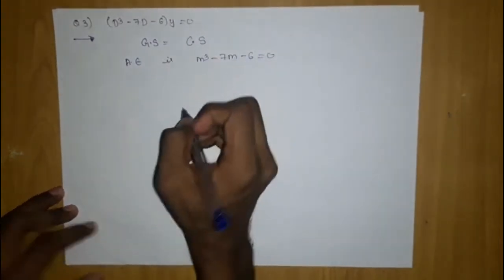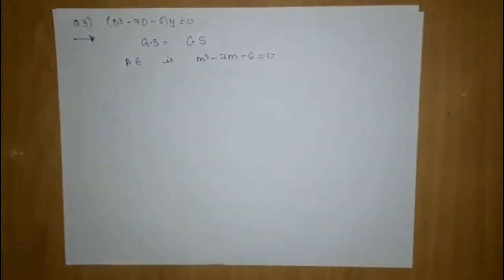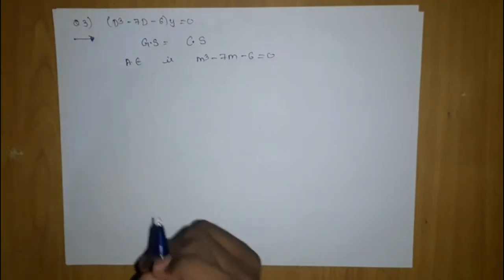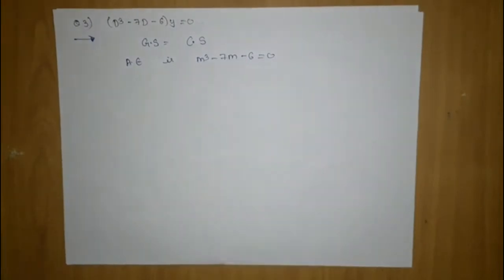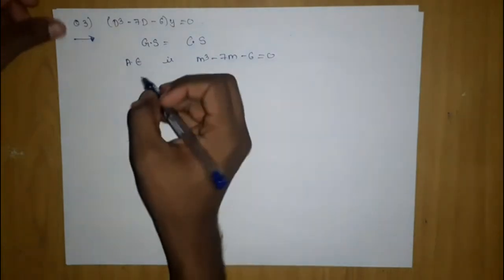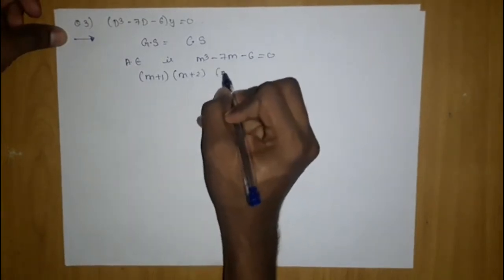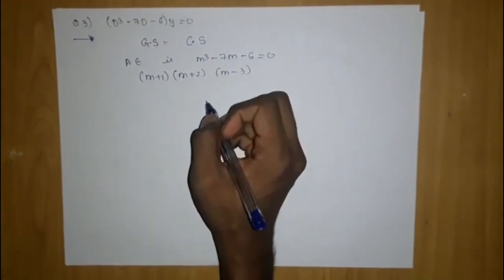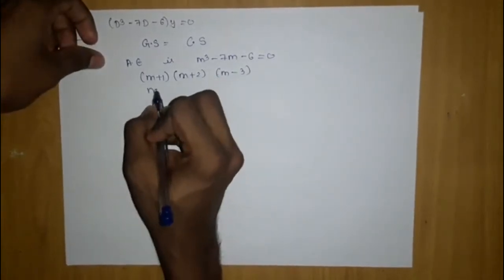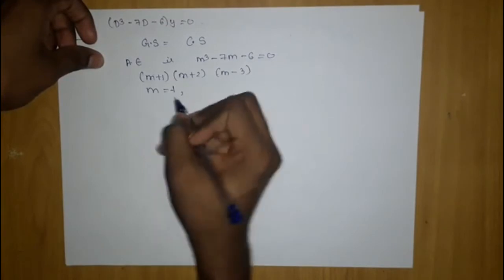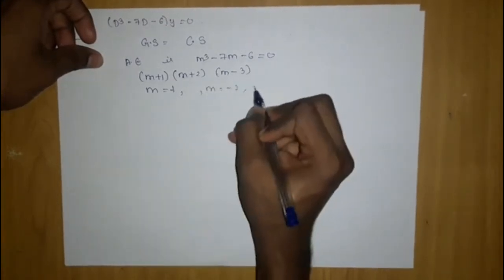Now this is a cubic equation, and in a cubic, how do you find the roots? First you have to do hit and trial. I can clearly see if I put minus 1 here, then I will get it equal to 0. So m plus 1 is a factor. If I divide the cubic equation by it, I will get a quadratic, which will give me the roots of the rest. Now if you do that, you will get m plus 1, m plus 2 and m minus 3 as the factors. So our final roots will be m equals minus 1, m equals minus 2, m equals 3.